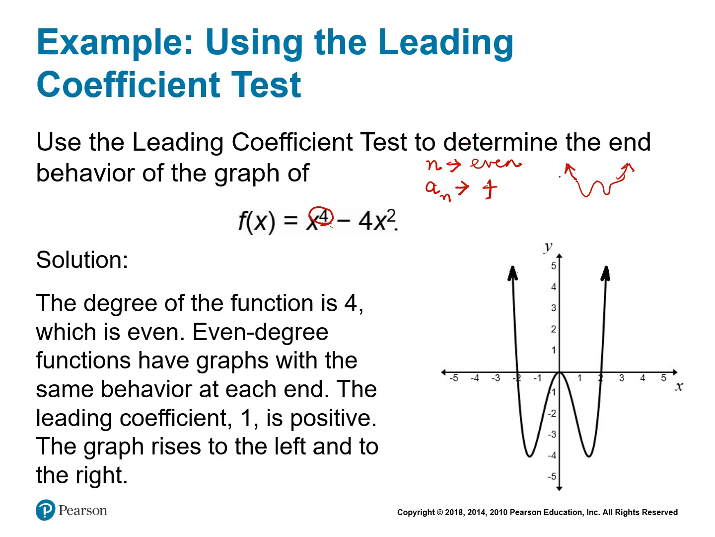All right, so it says here, let's read through the solution. The degree of the function is 4. Okay, degree is what the exponent of the leading term is. The degree of the function is 4, which is even. Even degree functions have graphs with the same behavior at each end. The leading coefficient is 1, which is positive. The graph rises to the left and to the right. So it is a graph opening up.